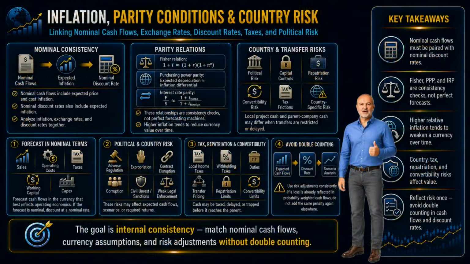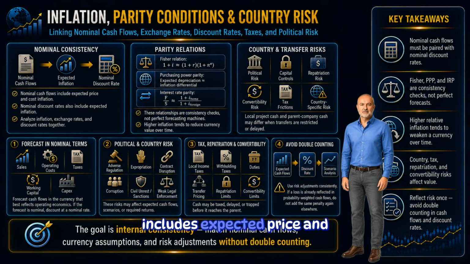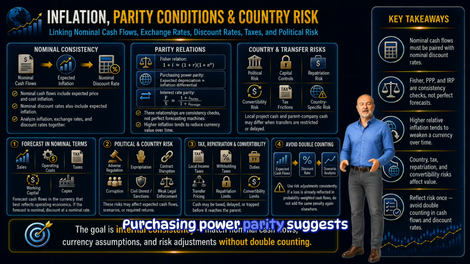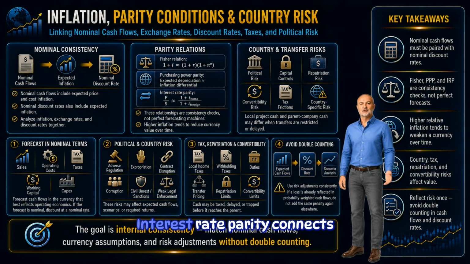Inflation, exchange rates, and nominal discount rates must be analyzed together. A nominal cash flow forecast includes expected price and cost inflation. A nominal discount rate also includes expected inflation. When countries have different inflation expectations, their interest rates and currency values may follow different paths. The relationships shown in the background include the Fisher relation, purchasing power parity, and interest rate parity. These are not perfect forecasting machines. They are consistency checks. Purchasing power parity suggests that a currency with persistently higher inflation tends to lose value over time. Interest rate parity connects spot rates, forward rates, and interest rate differences.